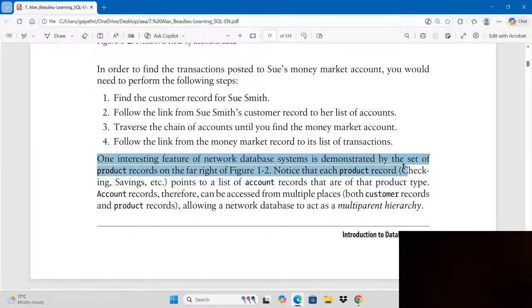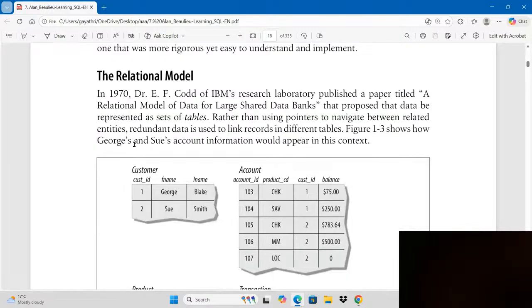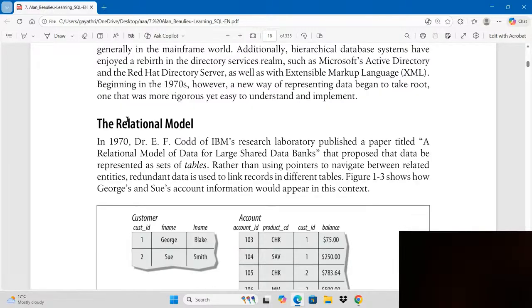Notice that each product record points to a list of account records that are product type. So let's come to this network. After finishing the network model, this is the relational model.